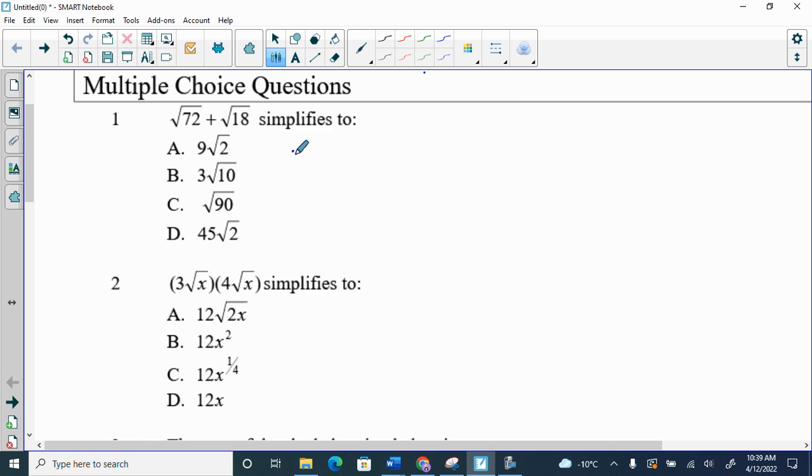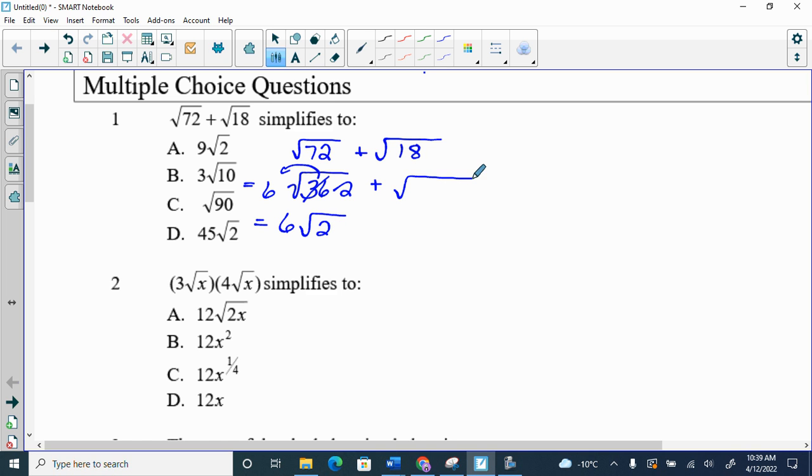Okay, so square root 72 plus square root 18. We can break square root 72 into 36 and 2. The 36 comes out and it's a 6. So we get equal signs down the left: 6 root 2. 18 can break down into 9 and 2. The 9 comes out and it's a 3. So I get 3 root 2.